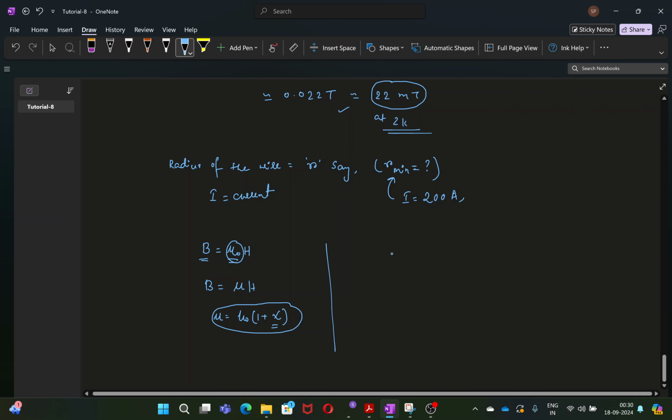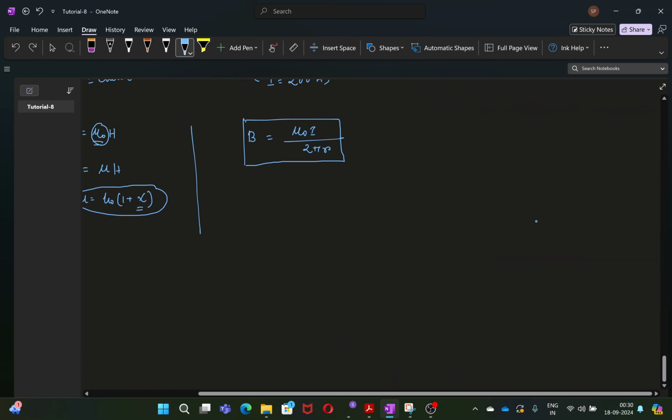And another thing, you know that B equals mu naught into I by 2 pi r. Okay, so this is the magnetic field that is produced by a current flow I through a cylinder of radius r. So let's say this is the cylinder, this is the axis of the cylinder. Sorry, let me draw it once again.